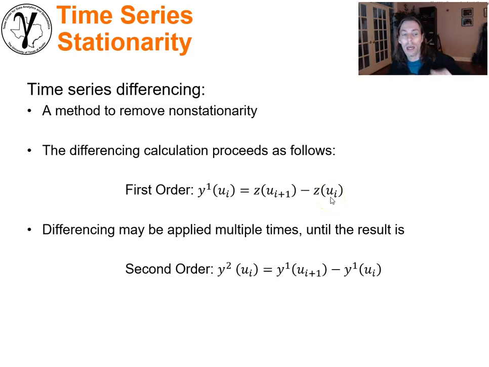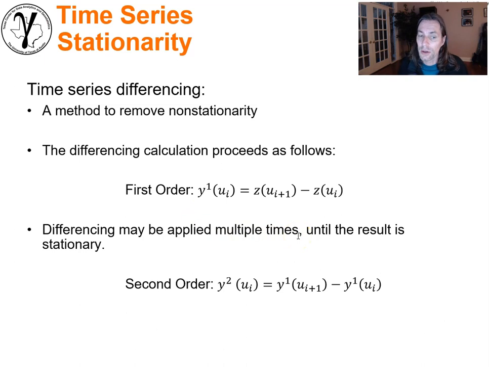You just go along and you replace the value at the current location with the value that was there minus the previous value. And so by going through, we can create a brand new feature which is just going to be equal to the value at that location minus the previous value at the location before. Now, differencing may be applied multiple times until the result is stationary. And so you'd have first order differencing, just going through and calculating the difference between the current value and the value before. Just keep going, keep going.